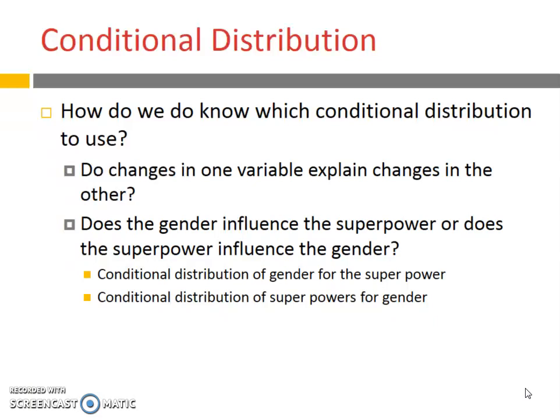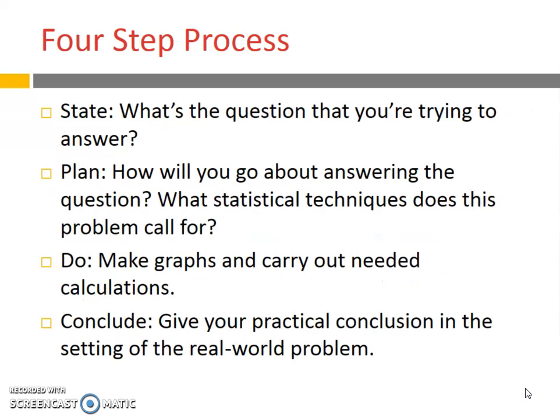So when it comes to organizing our problems, there is a 4-step process. This is something that we're going to be using all year long. It's how we organize our statistical problems. It comes in 4 steps: state, plan, do, and conclude. If you want to pause this video for a second so you can copy down the missing parts in your notes, feel free to do so.